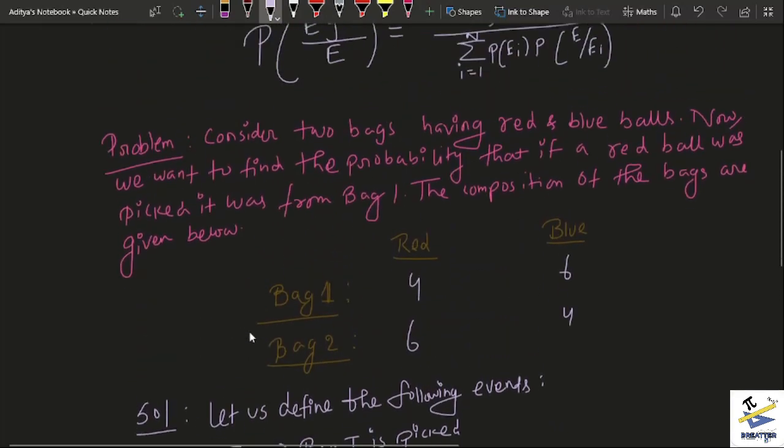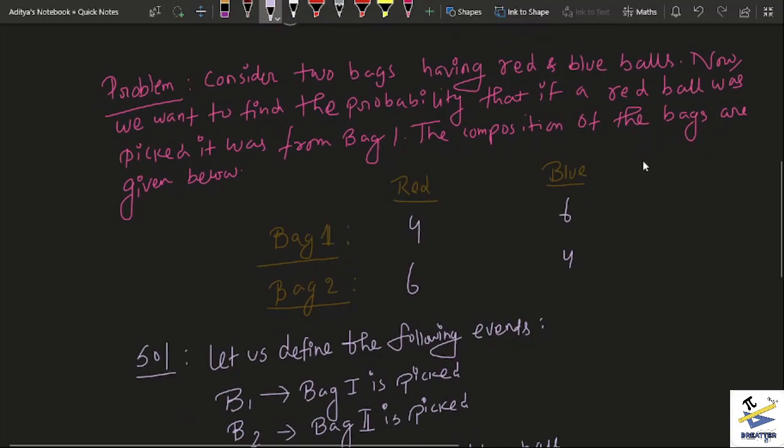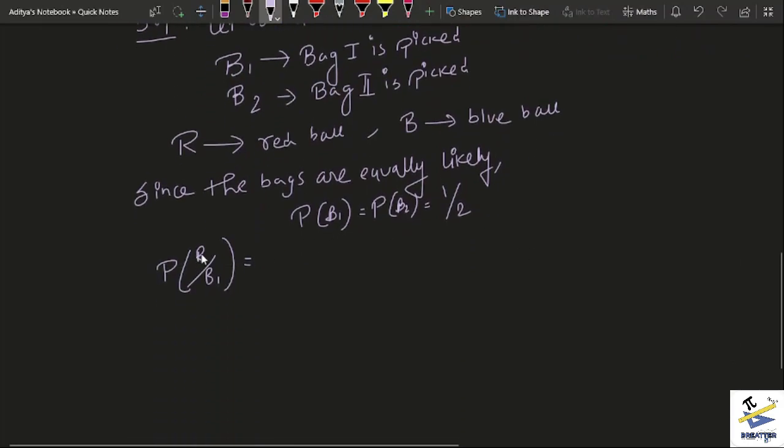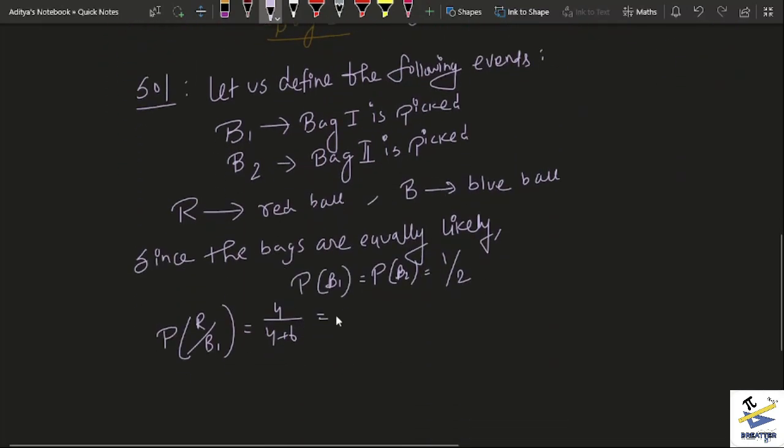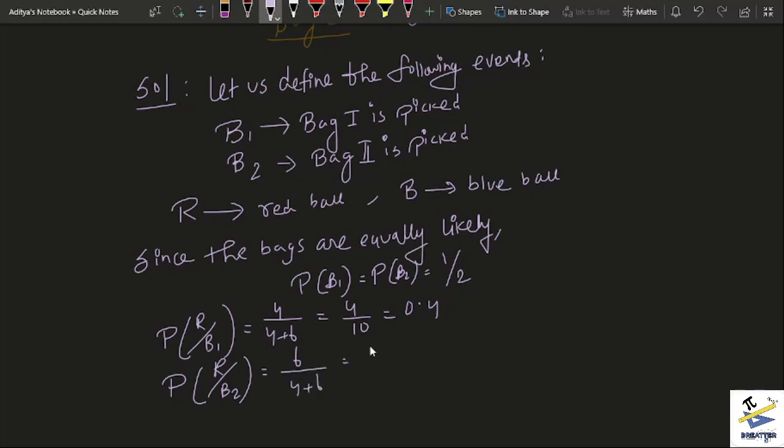What would this be? As you can see, I can write the total again here as I have done in the previous problem as well. The total is 10 here, 10 here. So the probability of a red ball here is 0.4 and 0.6 from bag 2. So probability of red, given that it's bag 1, is basically 4 upon 4 plus 6. So this becomes 4 by 10, or 0.4. Probability that it's a red from bag 2 would give you 6 upon 4 plus 6, which is 6 by 10, which is 0.6. Okay.